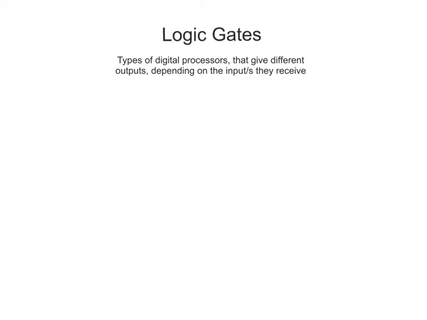Now I've done another video on transistors. Now transistors can actually be combined to make logic gates. In fact, logic gates are really made up of components like transistors and resistors. So these are, as it says here, digital processors. They give a different output depending on the input that they receive.